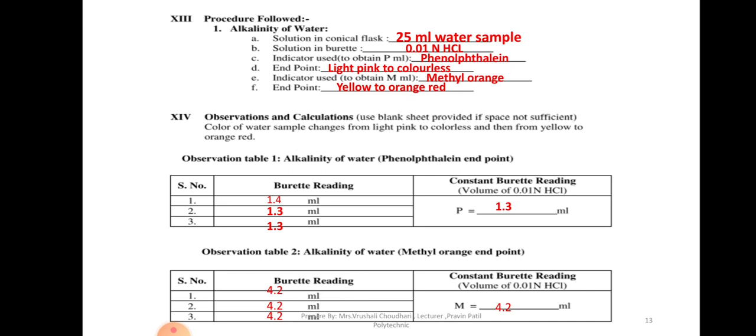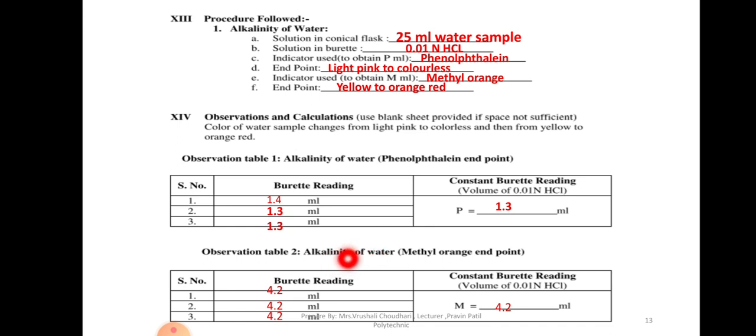Here in the first observation table we write down the first reading as 1.4, meaning when we add 1.4 ml of HCl, the color becomes transparent. That is called the phenolphthalein endpoint. Similarly, we are going to take 3 readings.